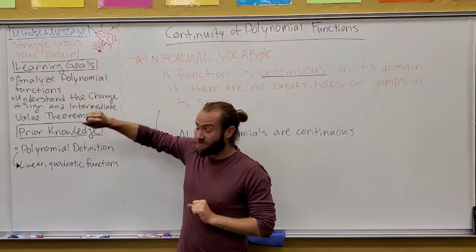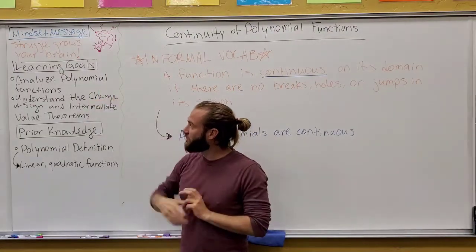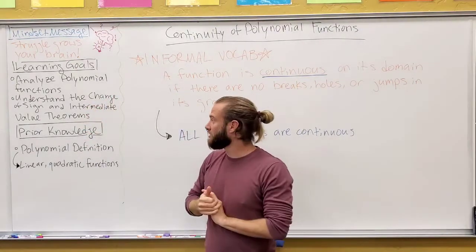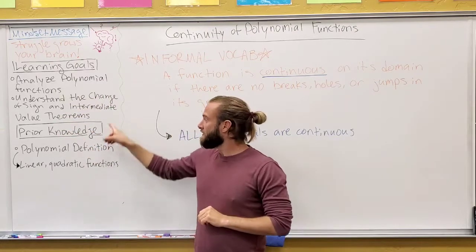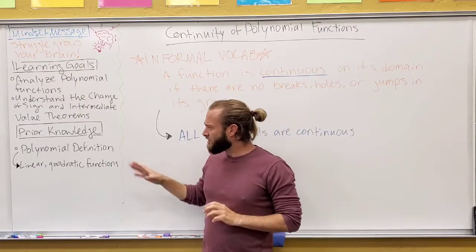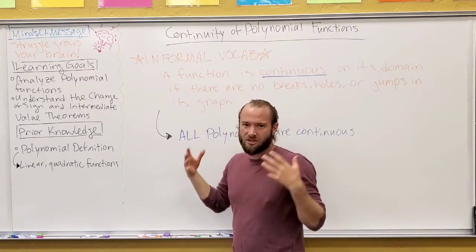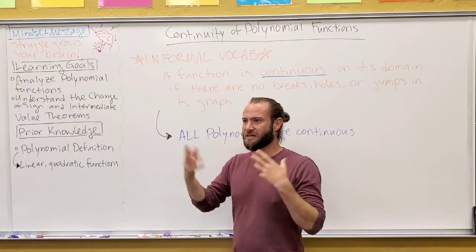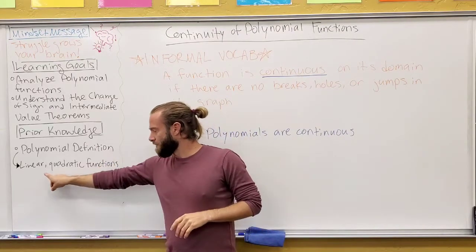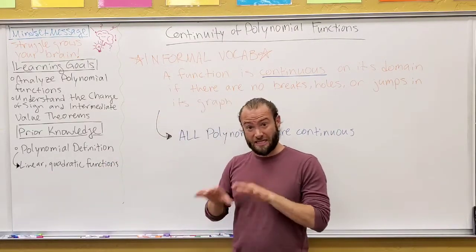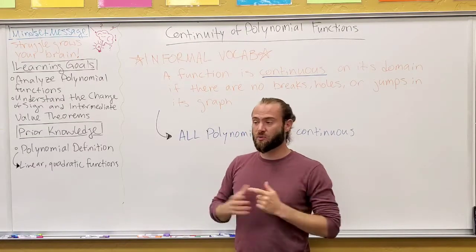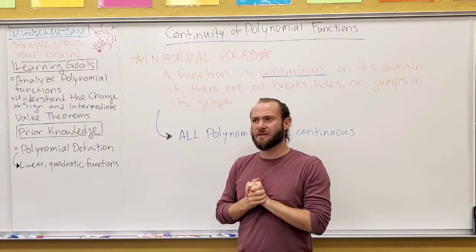Our learning goals for today's lesson: first, to analyze polynomial functions. Next, to understand two theorems we're going to learn. The first one's called the change of sign theorem, and the next one is the intermediate value theorem. The prior knowledge we need is understanding what a polynomial is. So if you need to go back and do an internet search to remind yourself what that is, do so. We've studied linear and quadratic polynomials in depth in the past, but we're going to deal with some of the larger degree ones, and talk about them in new ways.